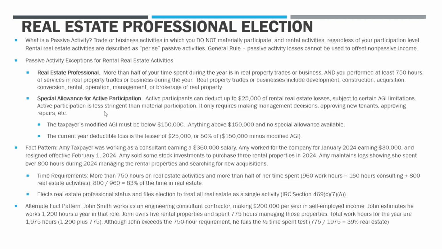Now, there are some AGI limitations that apply in this case, so you're not going to be able to claim these losses if your AGI is above $150,000. There's separate rules for married filing separate, but that's basically the threshold. So if your AGI is under $150,000 and you have rental real estate losses and you actively participate in the management of those properties, then you can deduct up to $25,000 of those losses, or 50% of the difference between your AGI and that $150,000 threshold.